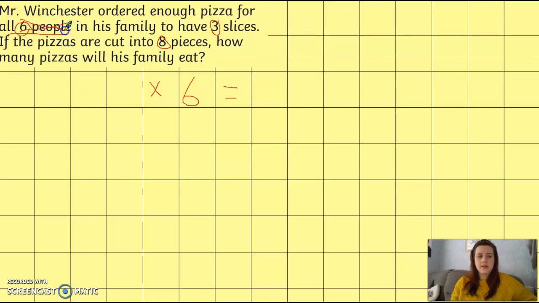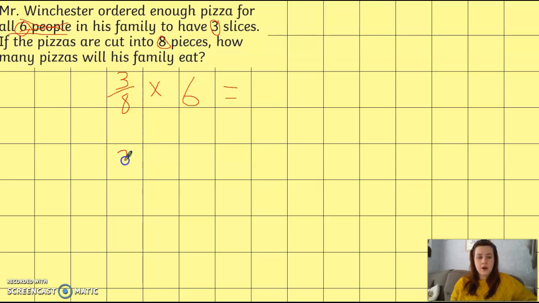Okay, so I can cross that bit out because I've used that number. Then there's 6 people and we want them to have 3 slices each. But the pizza is cut into 8 pieces. So if we use our inference, they want 3 slices out of 8. So our fraction we're working in is 3/8. So for all 6 people, they want 3/8 each. So each person has 3/8 of a pizza. How many pizzas will his family need to eat? So now we've worked out our fraction that we're working with. Pause the video and have a go.